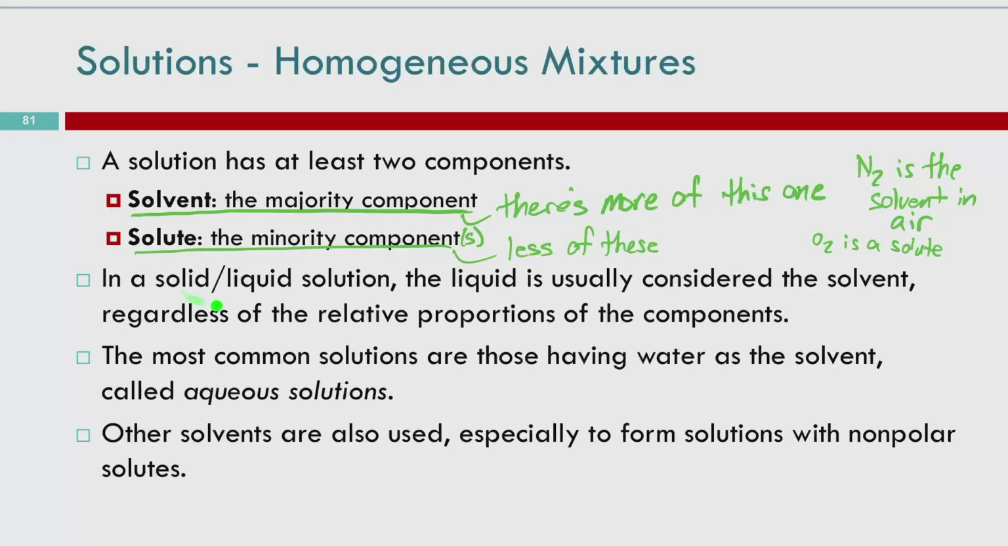Typically, though, we are talking about solid-liquid solutions. So we've got a solid and a liquid mixed together, and we usually consider the liquid to be the solvent, regardless of the proportions. So another way that you can read solvent is just as the liquid. What liquid are you using to dissolve the solids, to make the solids into a solution? The most common solutions, especially ones that we encounter, are those that have water as the solvent, as the liquid. It's also usually the majority component, but it's strictly speaking not always the majority component, just usually.